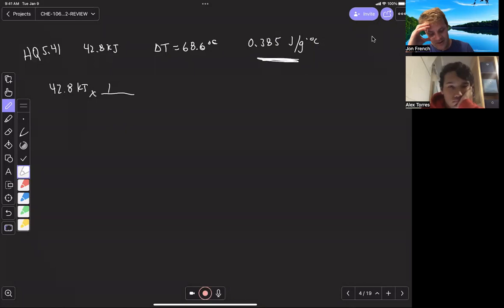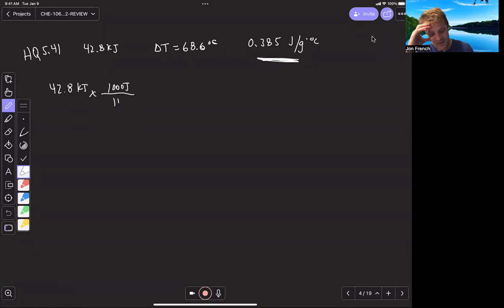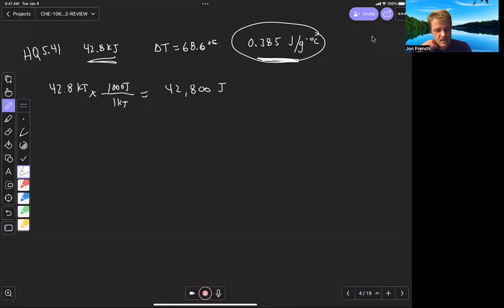Right, 1,000 joules, 1 kilojoule. So that's the first step. I would convert energy to joules because our specific heat is in joules as well. So multiply that, right? We get 42,800 joules in total. Now I jump to Q equals MC delta T.